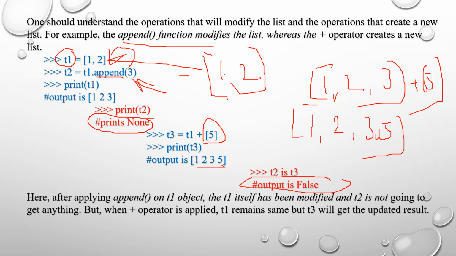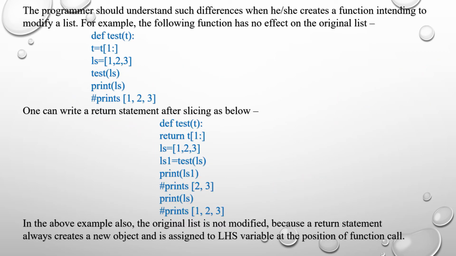So here, after applying append on the t1 object, t1 itself has been modified and t2 is not going to get anything. But when the plus operator is applied, t1 remains the same, but t3 will get the updated result. The programmer should understand such differences when he or she creates a function intending to modify a list. For example, the following function has no effect on the original list.